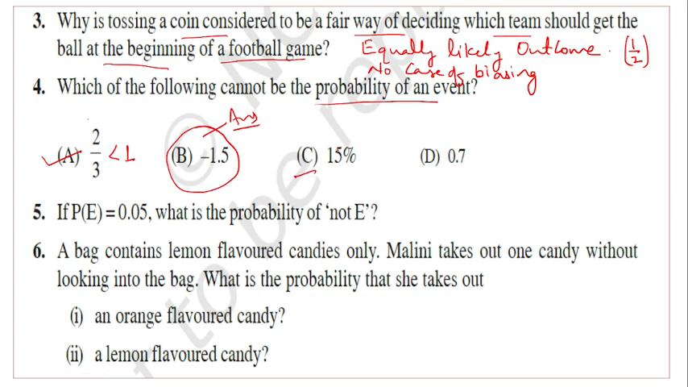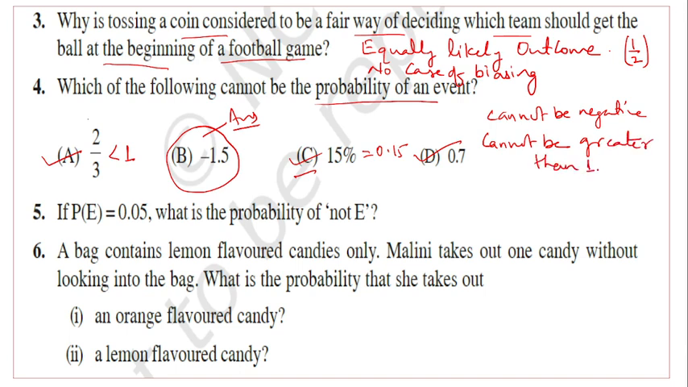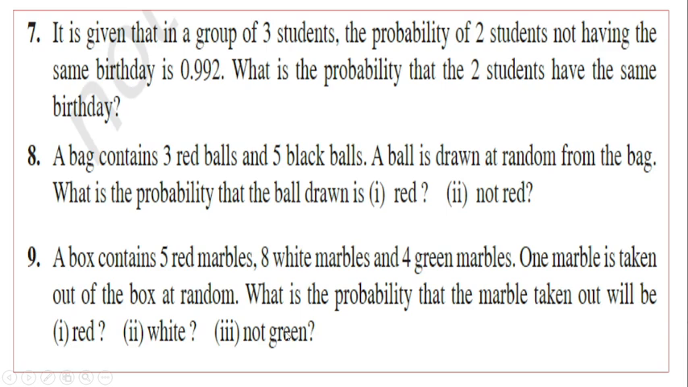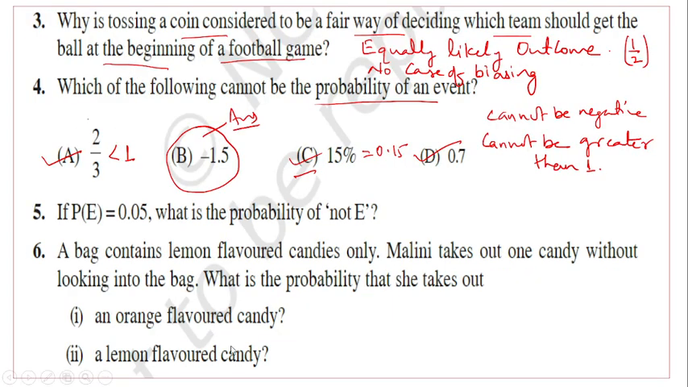Third one, 15%. So it will be equal to what? 0.15. Yes, this can be the probability. So probability cannot be negative, and cannot be greater than 1. Okay.